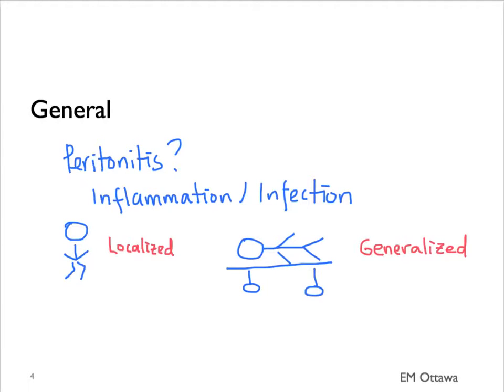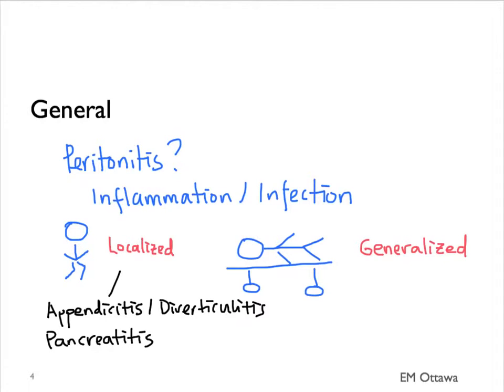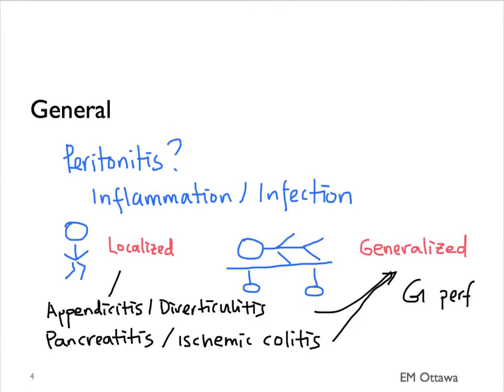Conditions that can give localized peritonitis include infections such as appendicitis and diverticulitis, and inflammation such as pancreatitis and ischemic colitis. Once the bacteria spread to the generalized peritoneum, the patient will have generalized peritonitis signs. Other conditions that can also give generalized peritonitis include GI perforation, either from an ulcer or bowel obstruction. A patient with generalized peritonitis is a very sick patient.